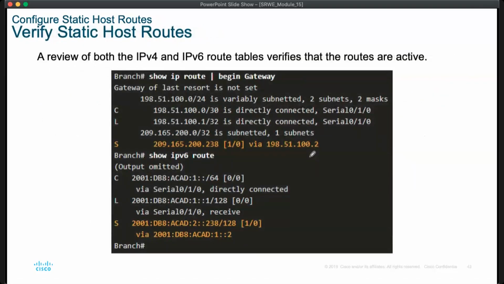Verify static host routes. A review of both the IPv4 and IPv6 route tables verifies that the routes are active. This one is for IPv4, and this one is for IPv6.